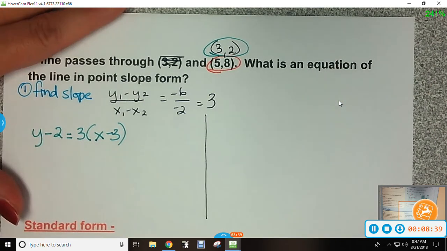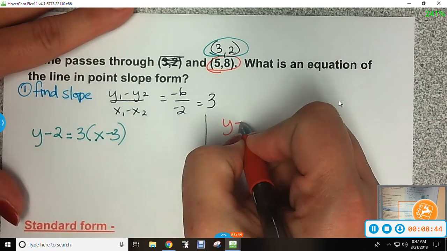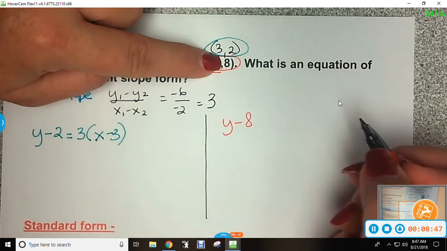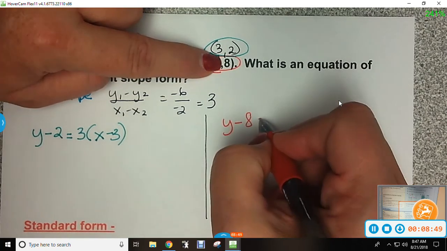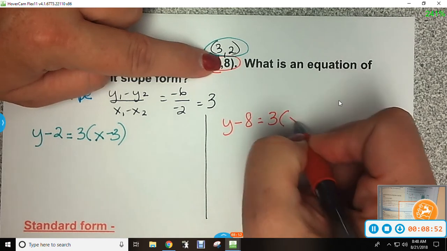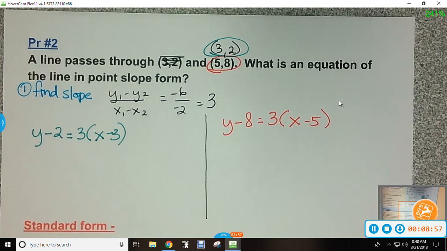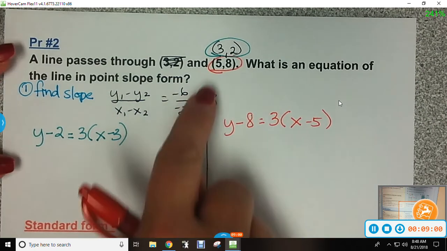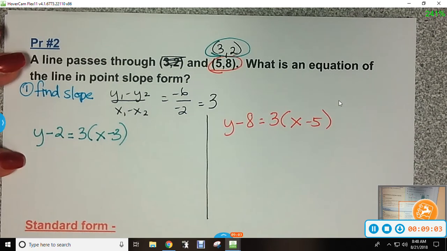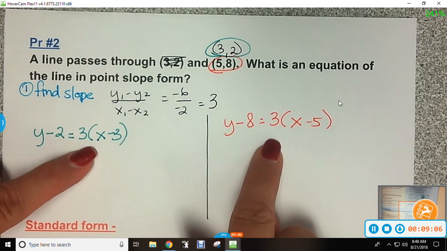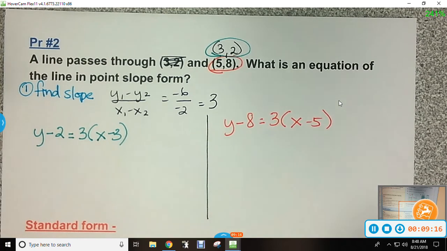Now let's write another equation using this ordered pair. So y minus, change the sign of my 8, okay, so it's y minus 8. Here's my slope, and x, change the sign of your 5, so it's minus 5. That is another equation of the line that goes through both of those points. Now, I know these 2 equations look totally different, and that's fine. Both of these answers are correct. If you were to simplify them to slope-intercept form, you would end up with the same equation.